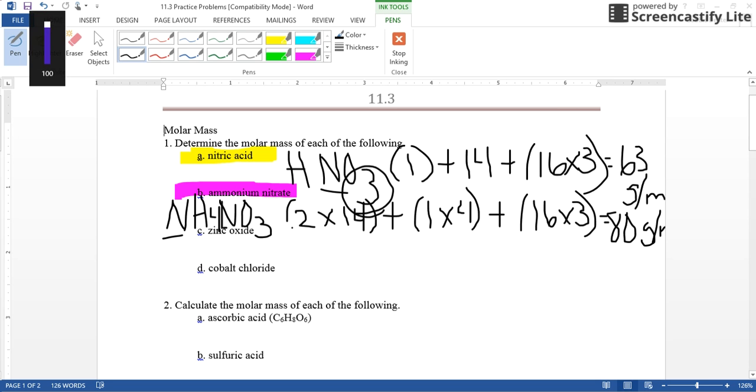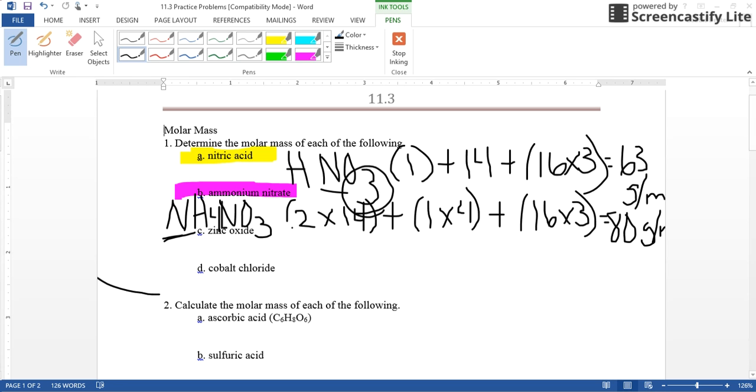These are all coming from the periodic table. So if you look at your periodic table, you're going to see nitrogen is 14, oxygen is 16, and hydrogen is that 1 that we have there.